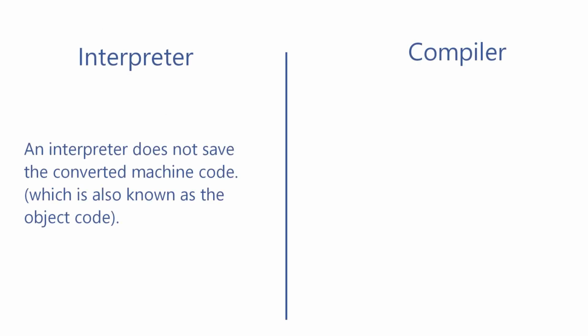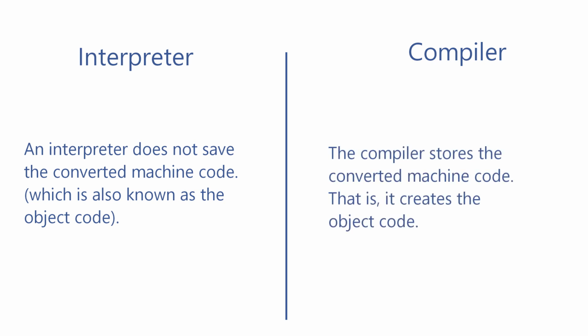An interpreter does not save the converted machine code, which is also known as the object code. On the other hand, the compiler stores the converted machine code. That is, it creates the object code.